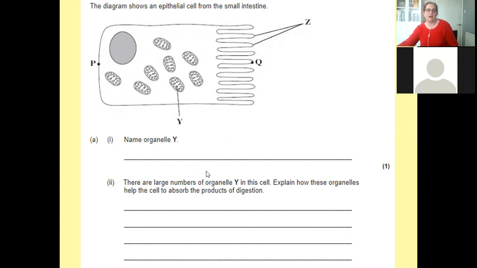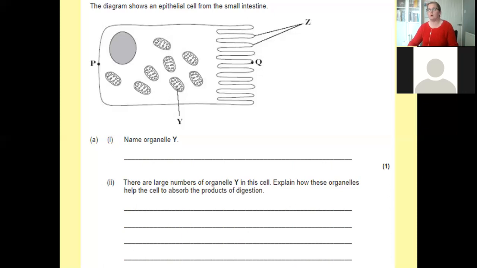Y obviously is a mitochondria. There are a large number of organelle Y in this cell. Explain how these organelles help the cell to absorb the products of digestion. So then you have to think, okay, why would this epithelial cell need lots of mitochondria? Well, mitochondria is the site of respiration, produces ATP. ATP is conversion of energy. Why would we need energy?